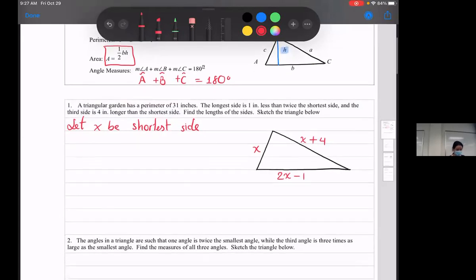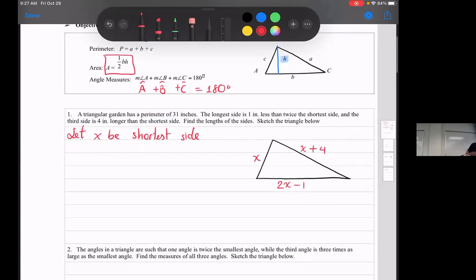All right, the perimeter is 31 inches. And remember, the perimeter is the sum of all sides, right? P equals A plus B plus C.